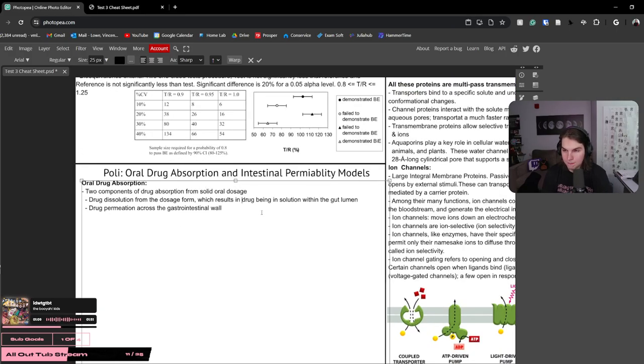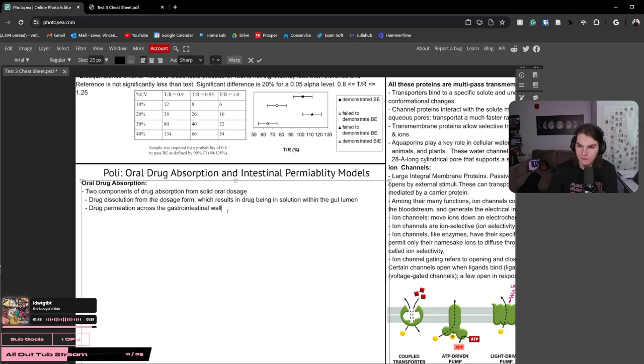Please. So oral drug absorption, right? There's two components for drug absorption from a solid oral dose. Essentially, solid oral doses are not permeable membranes. They're the hard-cased ones. So there's drug dissolution from the dosage form, which results in the drug getting into your stomach. So it's the breakdown of the drug. And then the drug needs to permeate across the gastrointestinal wall. So it needs to go from the stomach to the portal vein to get transported through the body.